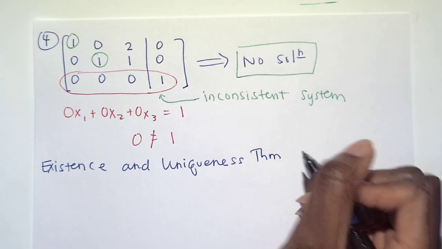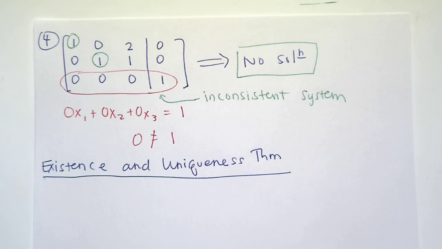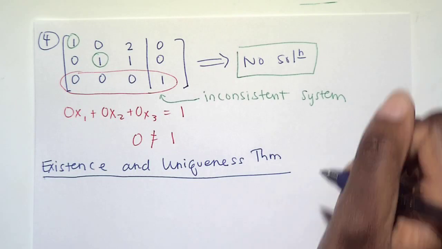So note that this theorem has a name. It's not just theorem 1. So whenever you see a theorem with a name, that means it's important and you'll need to either remember it or know exactly what it says. Okay, so here's the statement of the theorem.